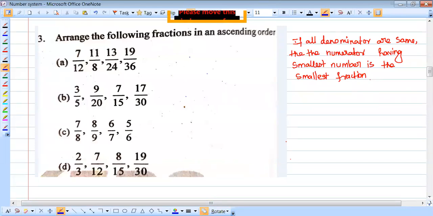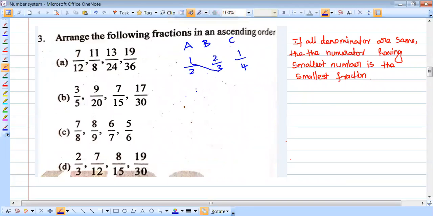See here, 1 by 2, 2 by 3 and 1 by 4. So these are the 3 fractions. How can we compare them with a shortcut method? First, A, B, C, pay your attention. First, multiply. Here we will get 3, and here we will get 4.